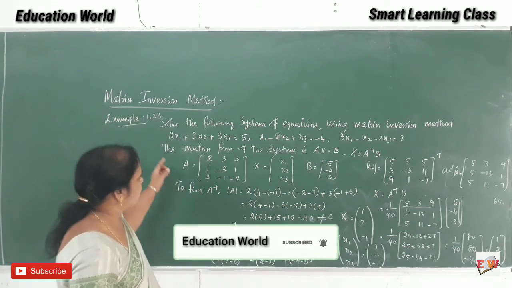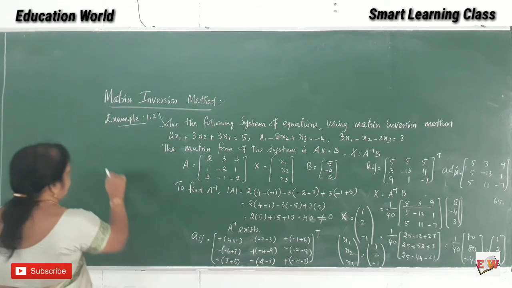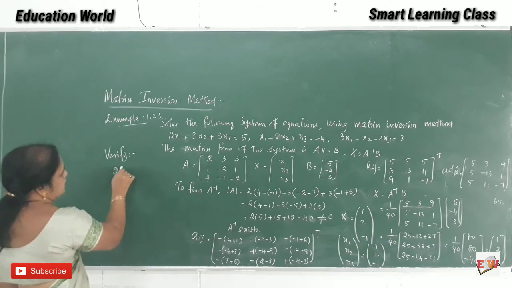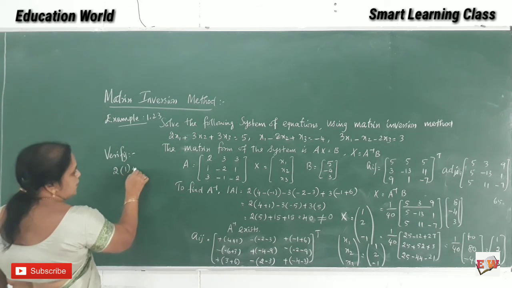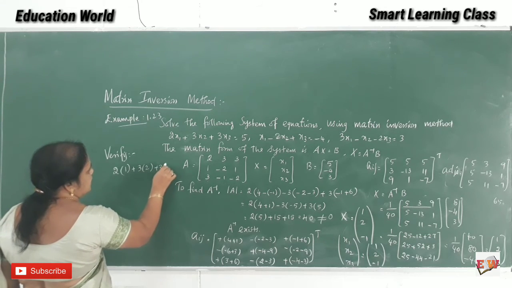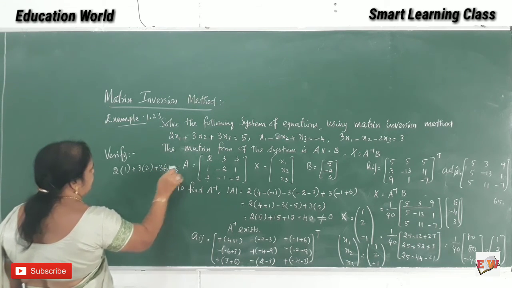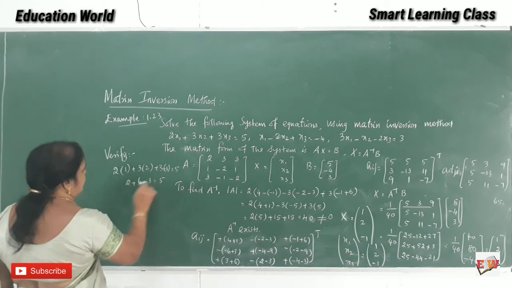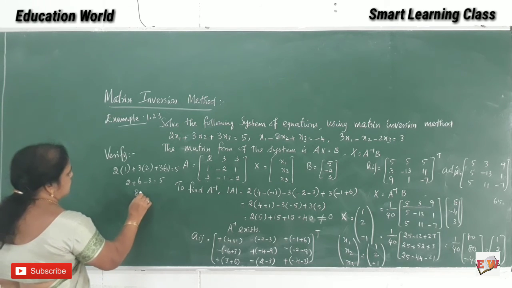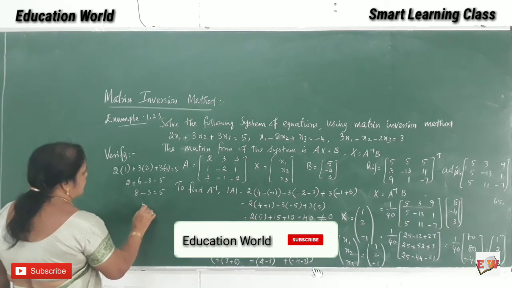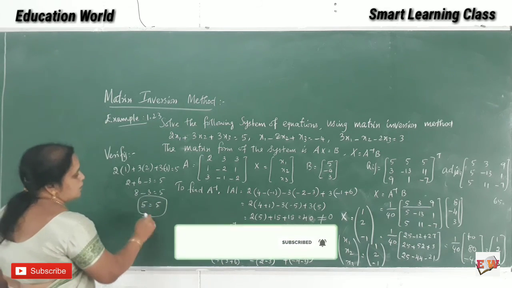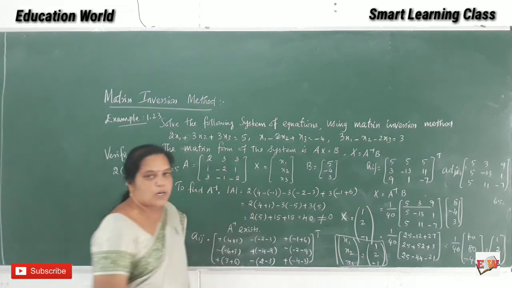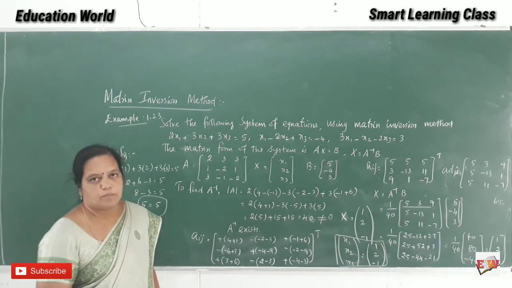Applying any one equation, we can verify. Instead of x1, x2, x3: 1 plus 3 into 2 plus 3 into 1 minus 1 is equal to 5. That is 1 plus 6 minus 3 is equal to 5, so 5 is equal to 5. So the solution of x1, x2, x3 is 1, 2, minus 1. Thank you.